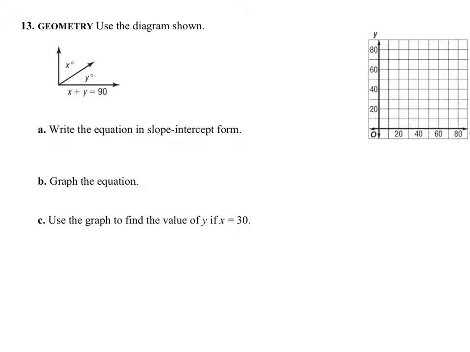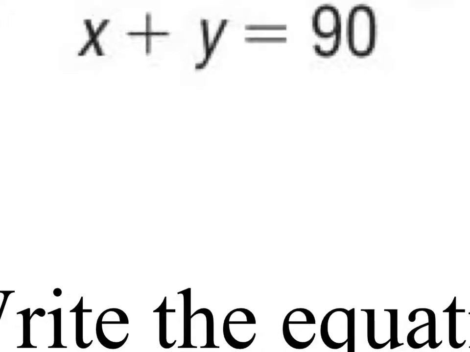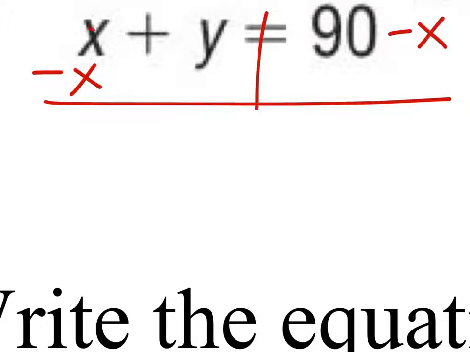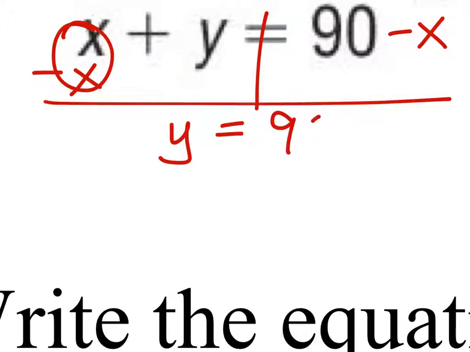Geometry. Write the equation in slope-intercept form. Okay, they gave us the equation. It's right there. So how do we change this into slope-intercept form? Well, we want it to be y equals mx plus b, so I'm going to have to subtract x from both sides. Like this, that cancels the x. And I got y equals 90 minus x.